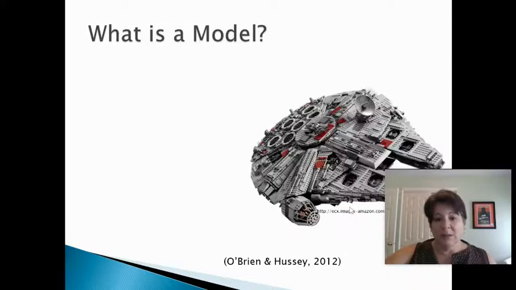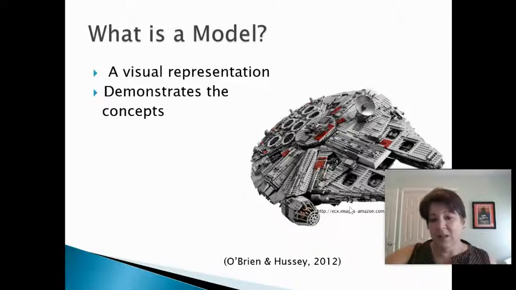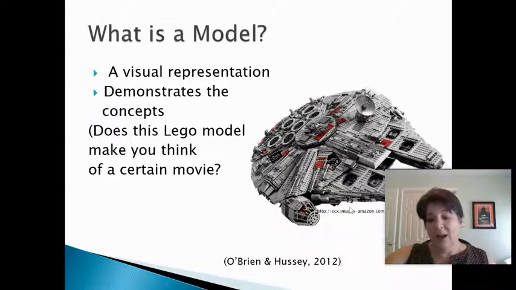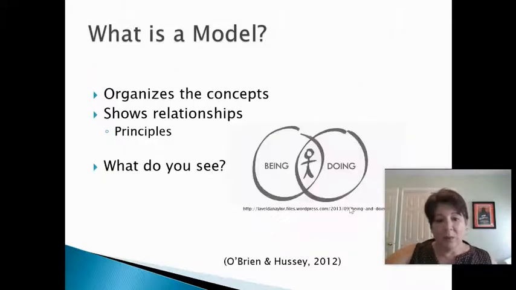So a model can be a picture. If I show you this picture and say, I'm going to build a Lego model of the Millennium Falcon, do you all of a sudden start to think of a specific movie? So it's a visual representation of certain concepts. If you think of the Model of Human Occupation, it visually represents certain concepts. Here's another visual representation.